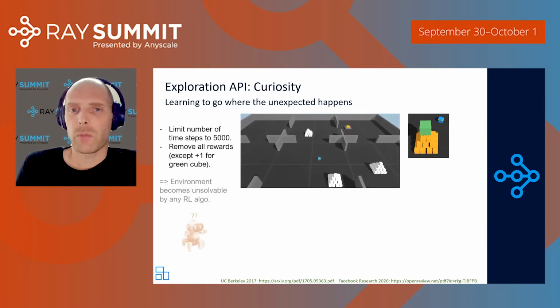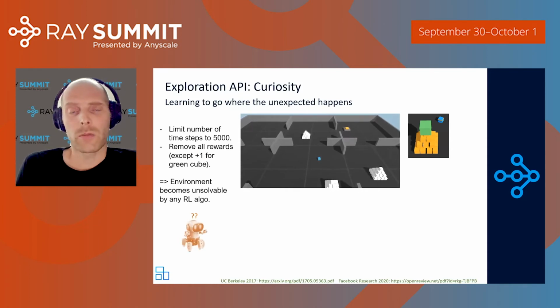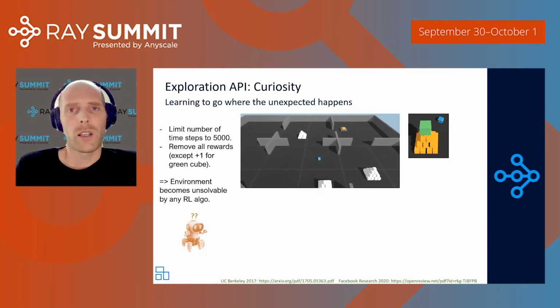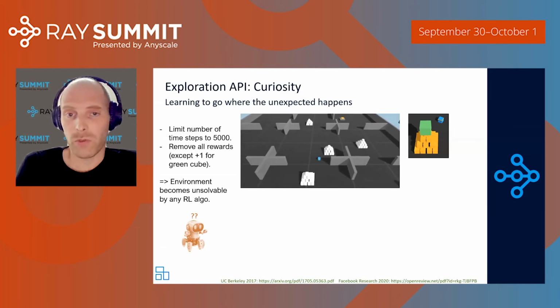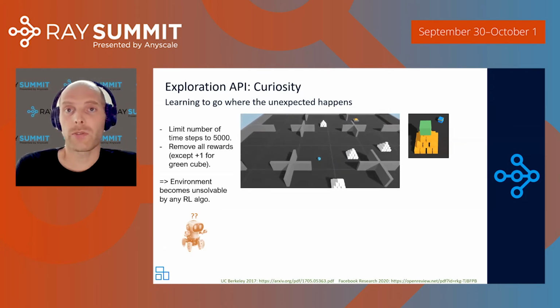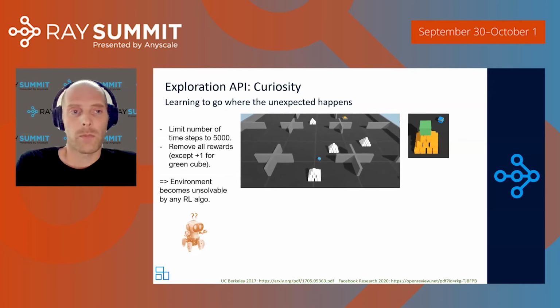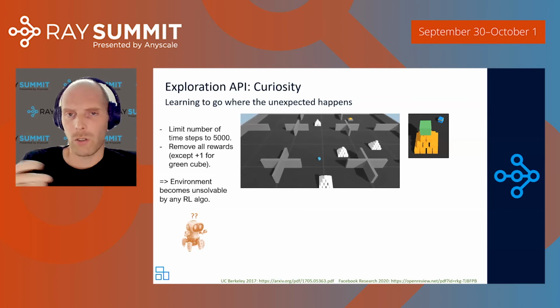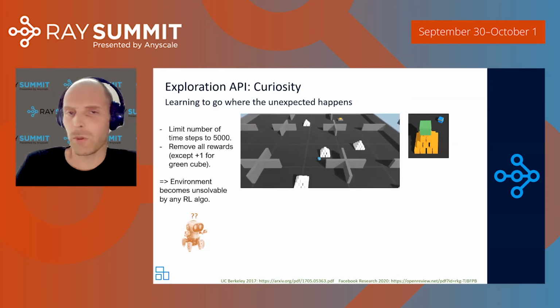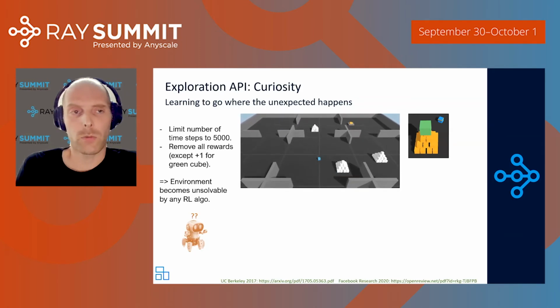There are two things here that make this environment really, really hard. The first one is the number of time steps that you have to explore this map and to walk around before the episode gets reset is only 5,000. So you have to hurry up, you have to try to find the switch first, then find the golden pyramid, topple it over, and then collect the green cube.